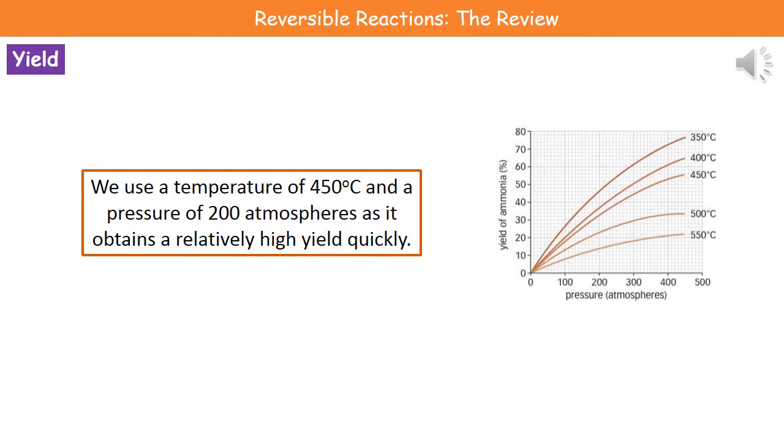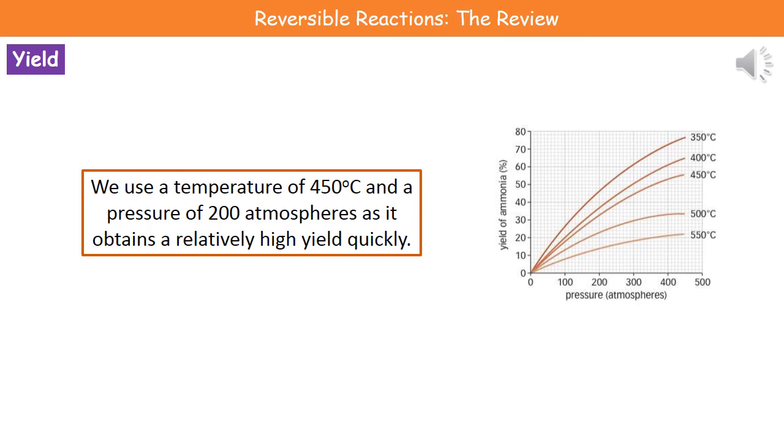If we think back to the conditions that we've said we use for the Haber process, then we've said we use a temperature of 450 degrees centigrade and a pressure of 200 atmospheres. Now obviously if we look at the graph, we can see that's not the best conditions. Ideally we want it to be 350 degrees centigrade and a pressure of about 450 atmospheres if we were to want the maximum yield there.